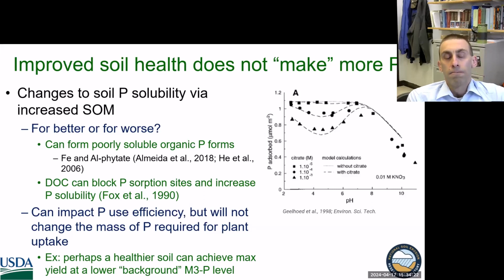So this can impact phosphorus efficiency, but it's not going to change the mass of phosphorus required for plant uptake. Again, for example, your corn plant needs 580 milligrams to be taken up. You aren't changing that with improved soil health. Now, you can be more efficient. A healthier soil might be able to achieve a maximum yield at a lower background Mehlich-3 P level. For example, maybe instead of reaching max yield at a Mehlich-3 P level of 30, you can achieve it at 10 or 15. But you still have to replace that phosphorus that you took away. You maintain a lower background. That doesn't change the mass requirement.